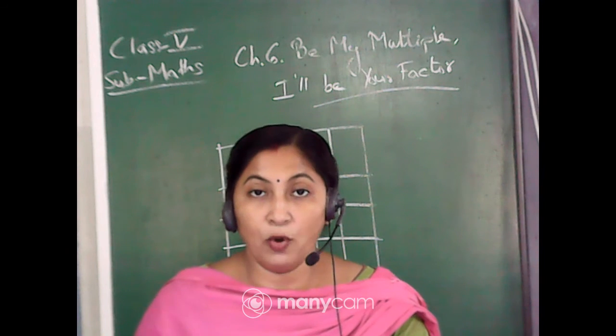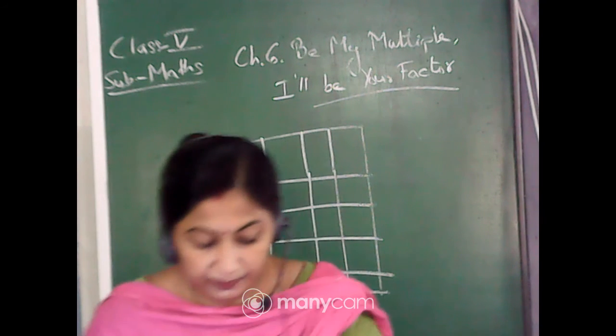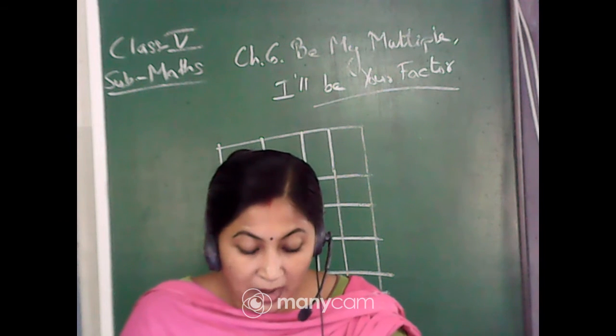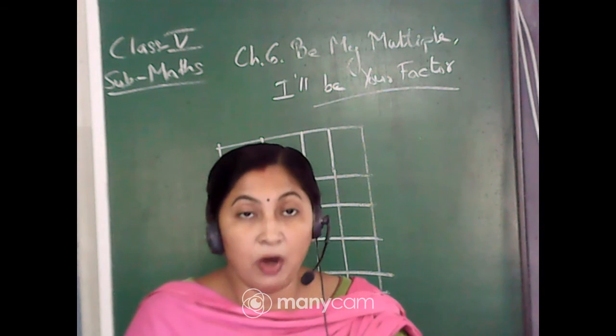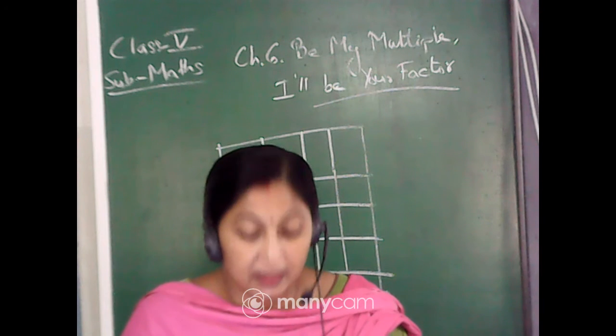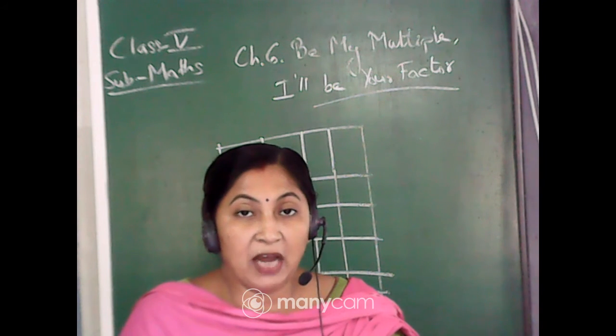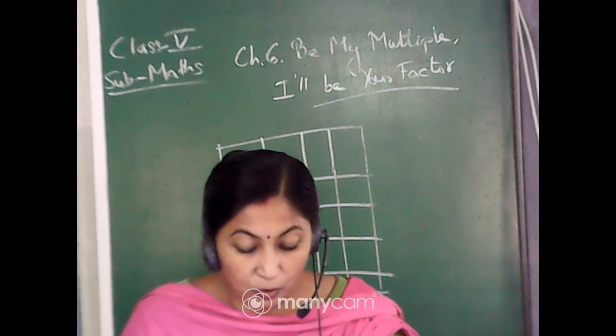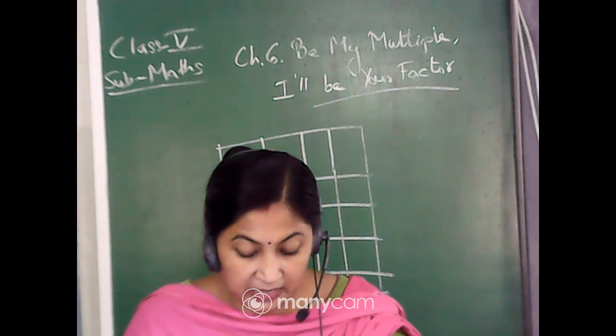So write in the book only. Meena can make 18 groups of 1 bangle each.